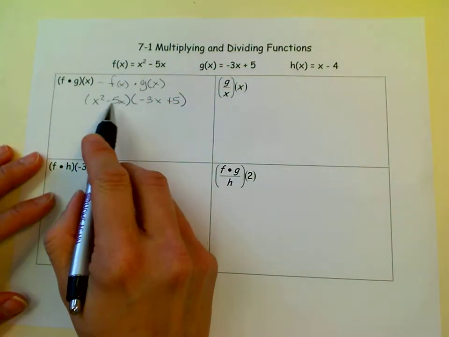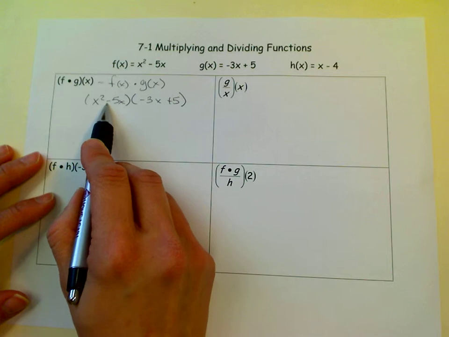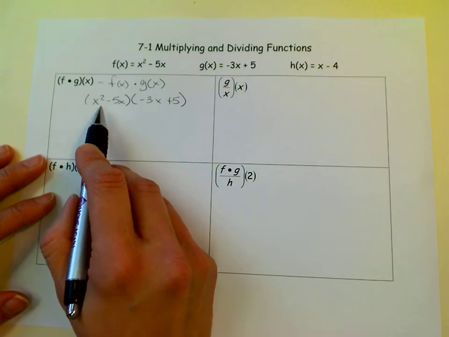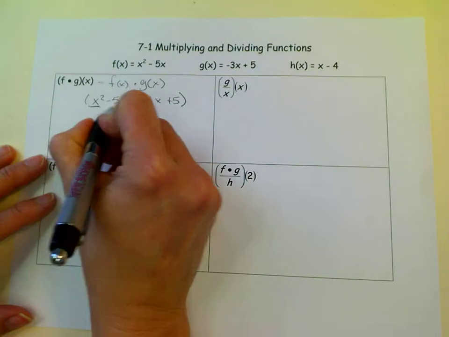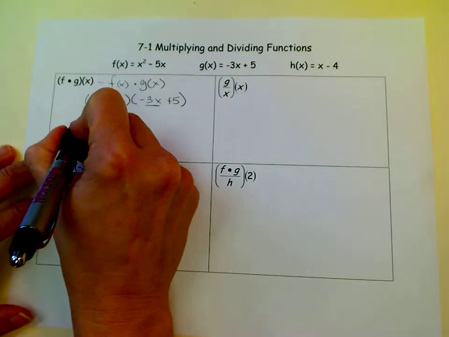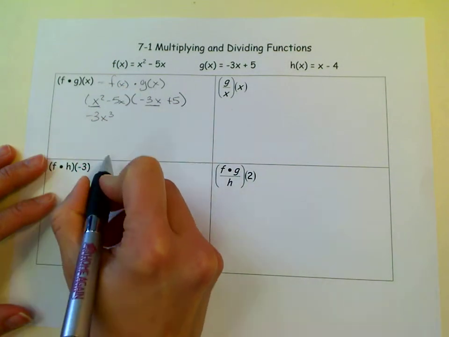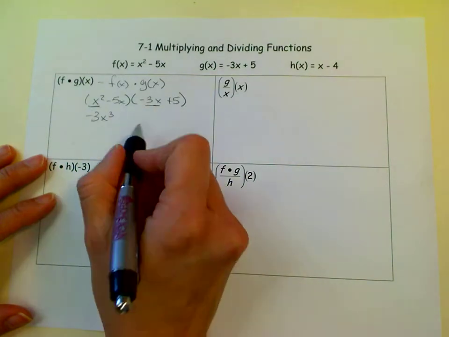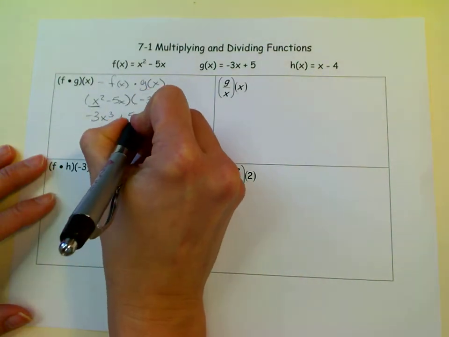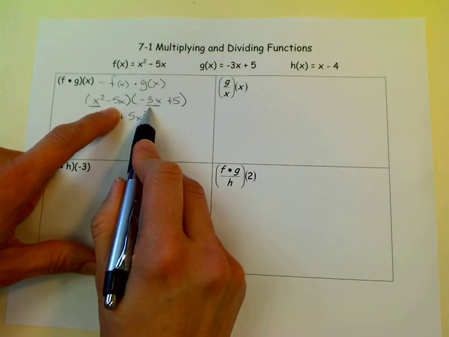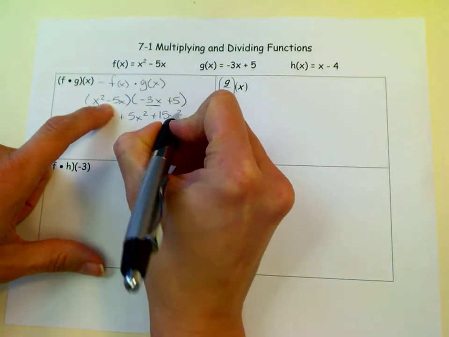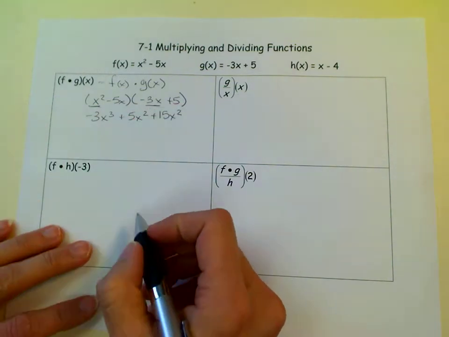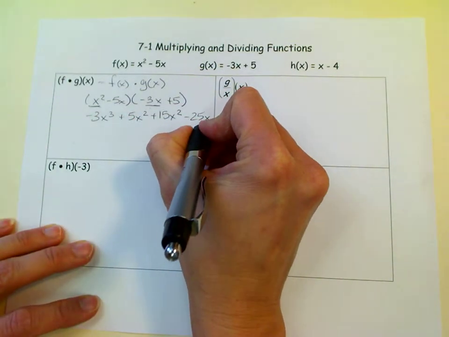Notice it's a binomial. Remember, a binomial means two terms separated by a plus or minus sign. So when we have a binomial times a binomial, we use FOIL. That means the first ones times each other, so that's negative 3x cubed. And then the outers, so we have 5x squared. Then the insides, negative times a negative is a positive, so we have positive 15x squared. And then the lasts, we get negative 25x.